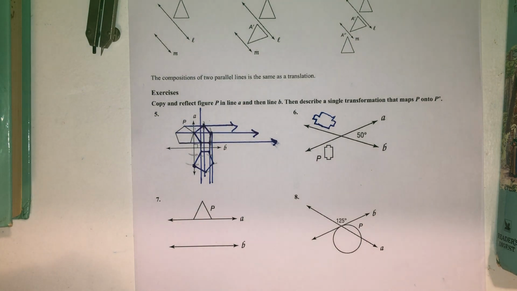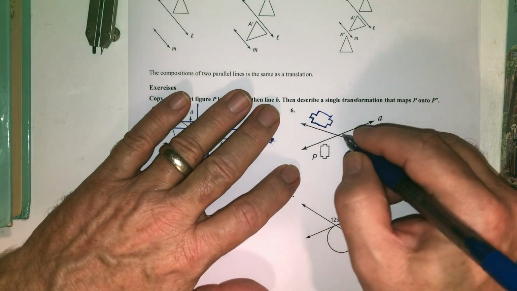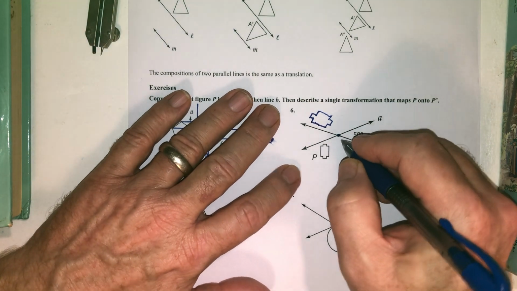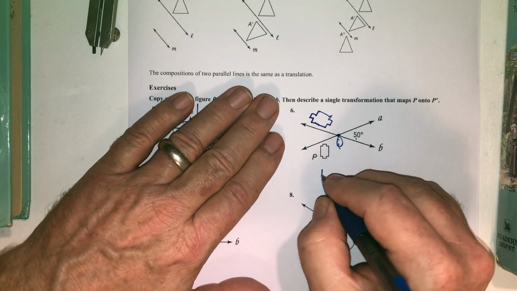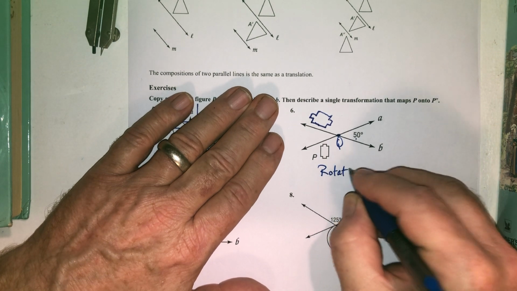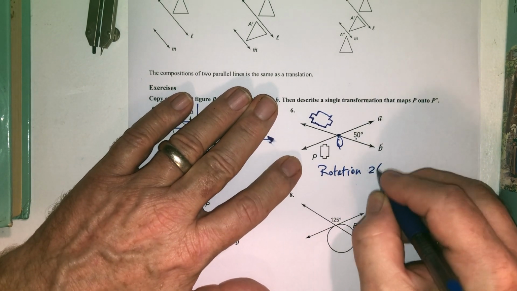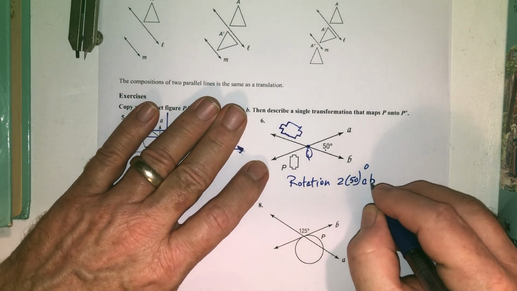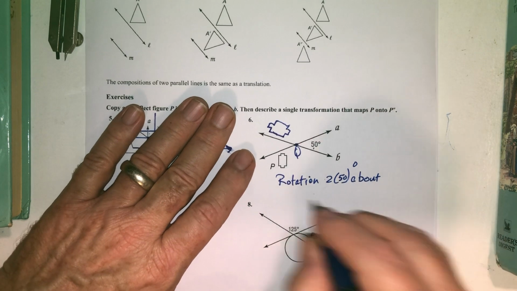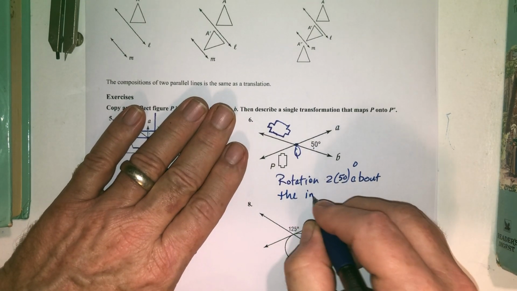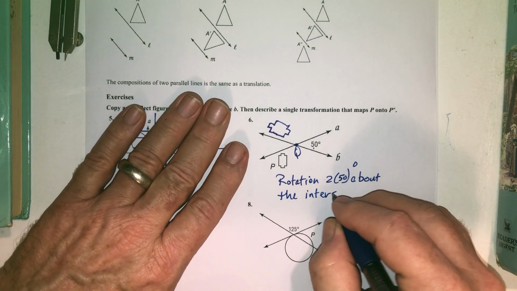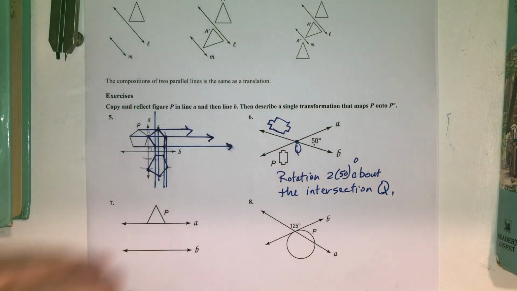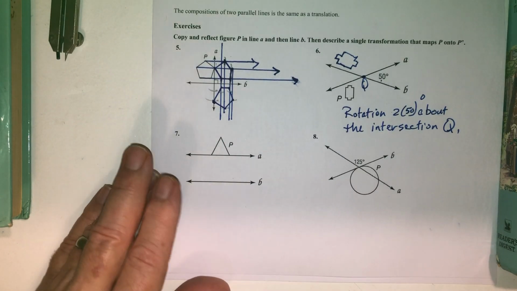Now, what that really is, is a rotation twice this angle measure in here about point Q. This will end up being a rotation 2 times 50 degrees about the intersection of the two lines, of line A and B. The intersection Q is what it will be. All right, now let's go do number 7.